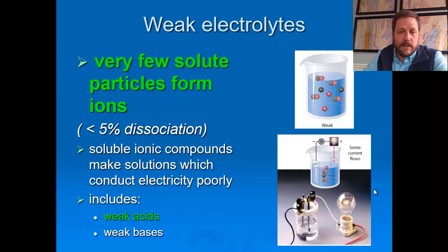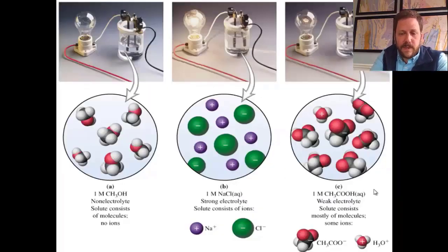The last case is a weak electrolyte. In a weak electrolyte solution, very few of the solute particles actually form ions. In other words, most of them stay as a molecular species, but a few of them will dissociate or ionize, and so you'll see some conductivity in this solution. And this is what a weak acid is classified as. Weak acids, we'll learn, are a substance which only partially ionize in solution. So again, here's that summary between a non-electrolytic solution, a strong electrolytic solution, and a weak electrolytic solution.